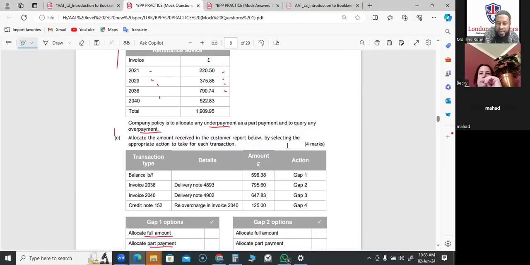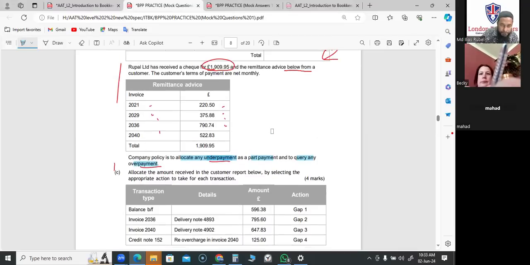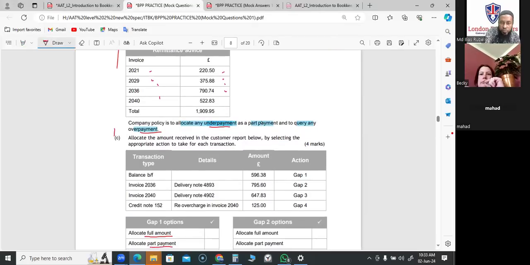Company policy is to allocate any underpayment or part payment, and query for overpayment. So how do you know that? Let me show you something like this balance. How do you get this 596? Do these two make 596?